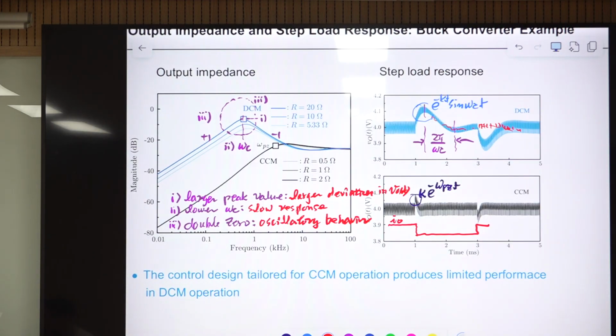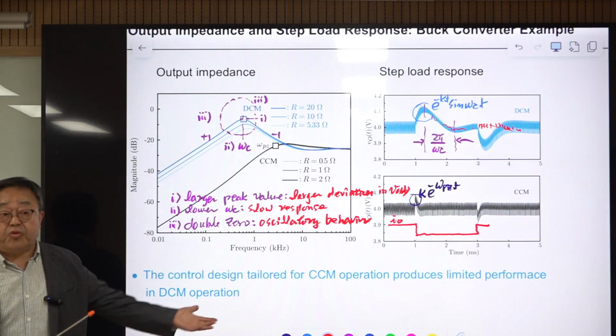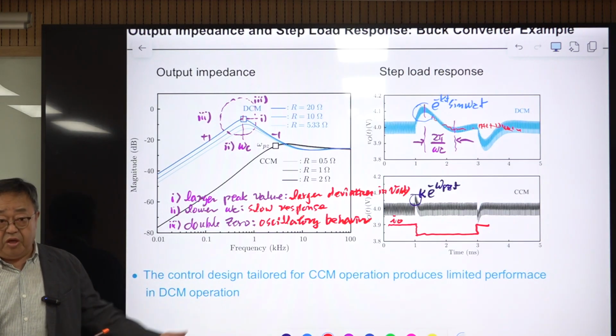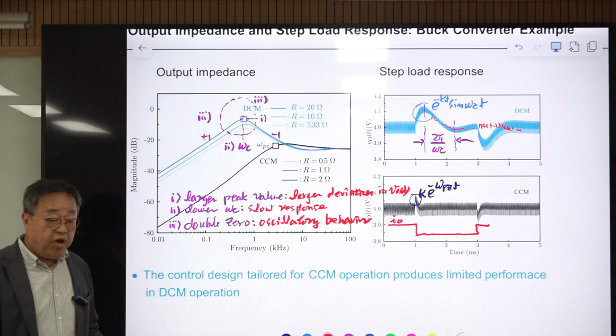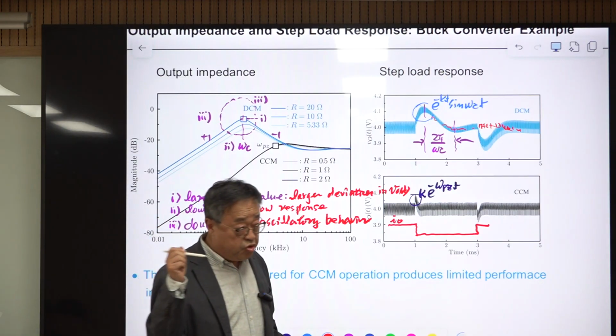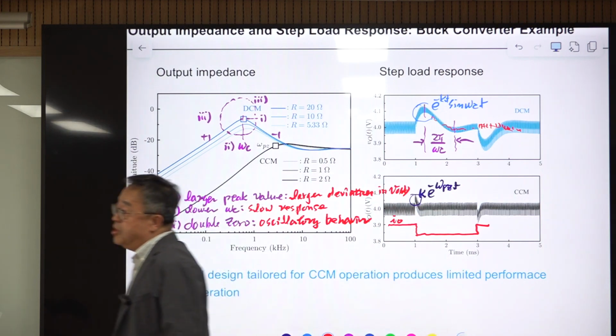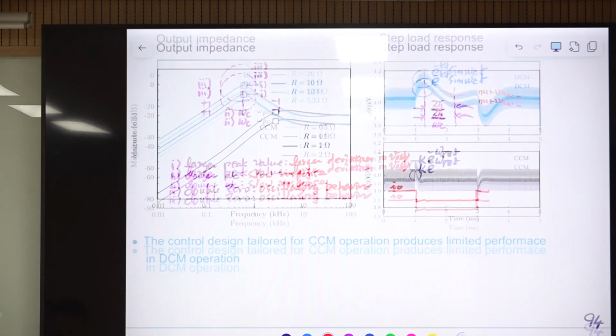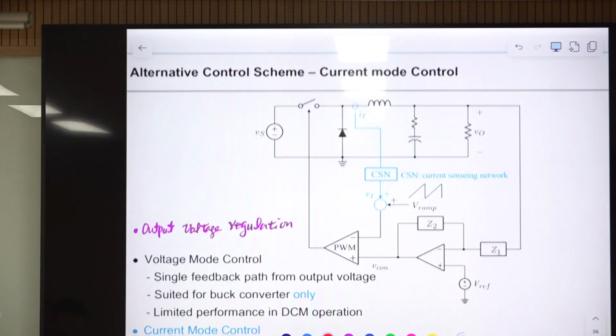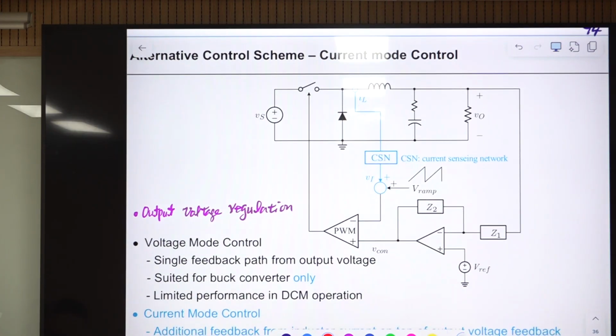Okay, so there is a limitation. Voltage mode control is only applicable to the buck converter, okay? And even in the buck converter, it generates very poor dynamics when the buck converter moves into DCM operation. Okay, that is the problem. So they developed an alternative control scheme called current mode control.